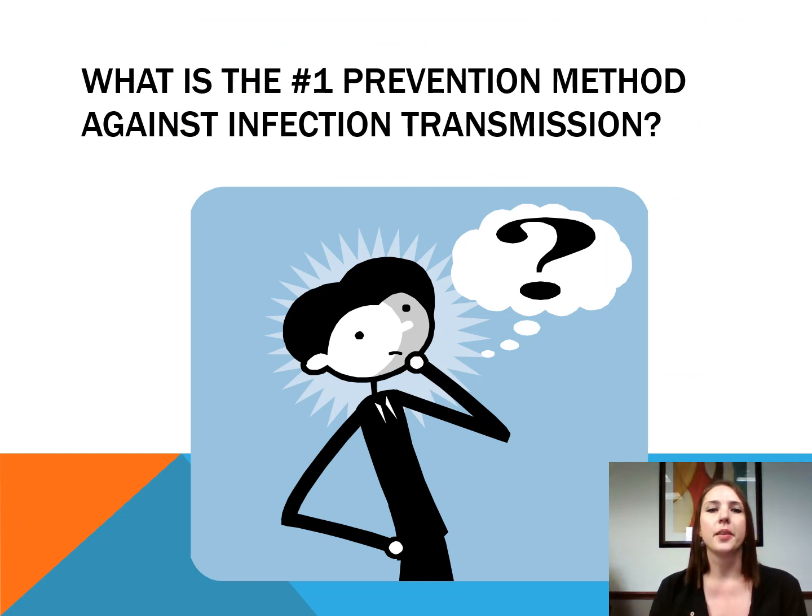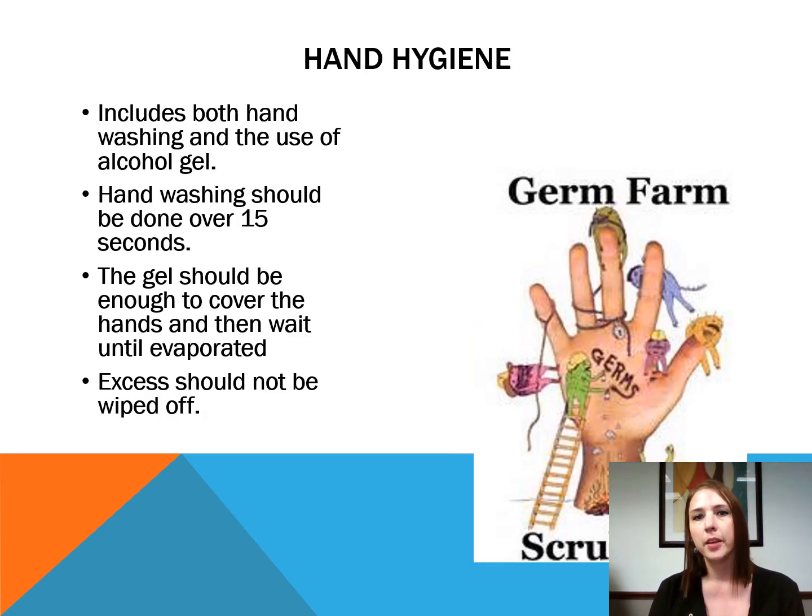This is a question I ask in a lot of orientations. What's the number one way to prevent infection transmission? And of course, most people know that it's hand hygiene, but it happens to be one of the areas that a lot of people will overlook or downplay as far as importance. But it's the number one way that you can prevent the spread of any infection regardless of what it is.